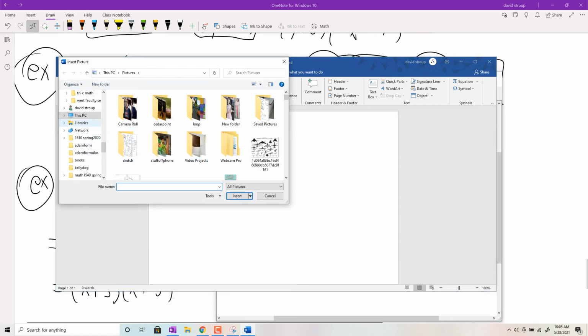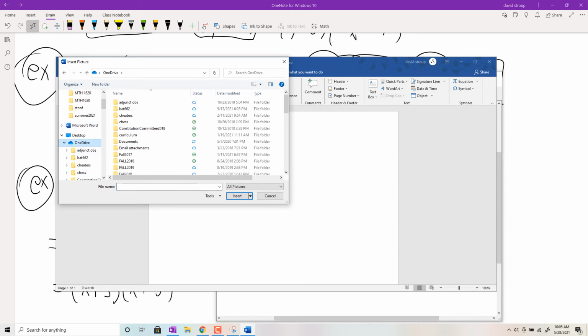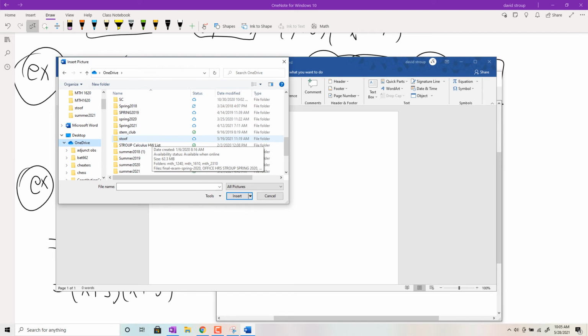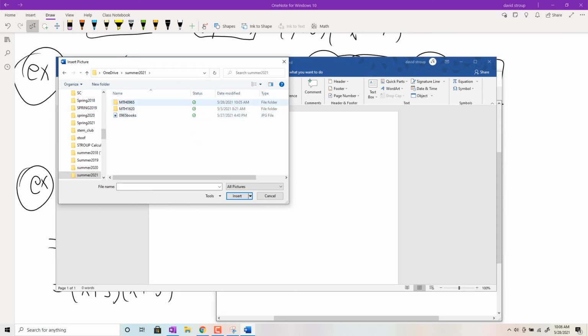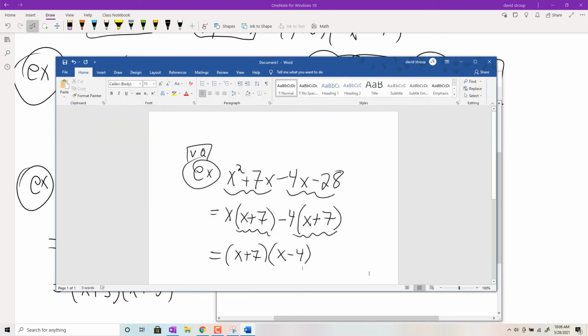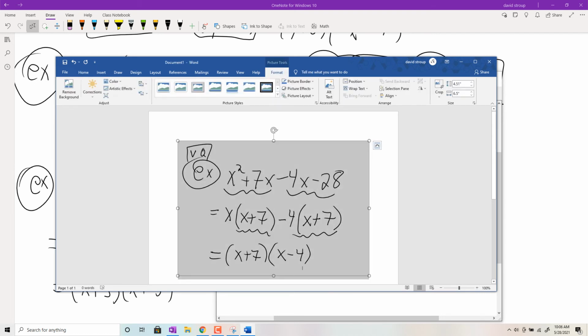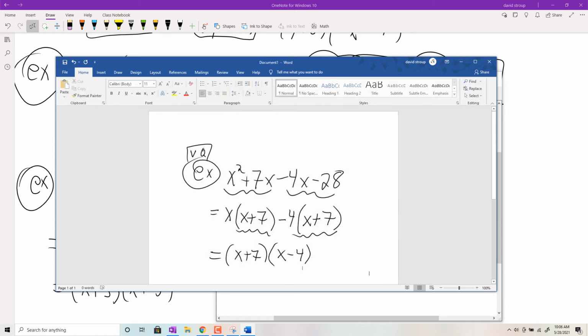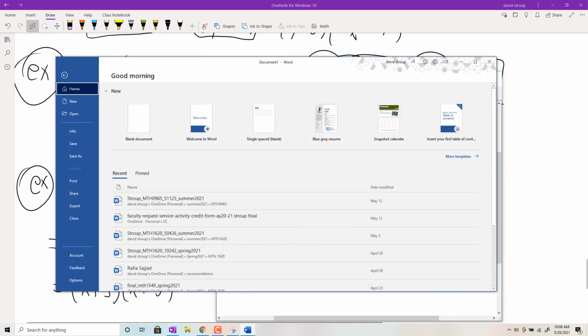Okay, so let me go find where I stored this thing. There's a lot of work over the summer. You take these summer classes, a lot of work. Okay, so I put it into my document, make sure your name is on it, and your section and all that good stuff. And then you're going to save it.